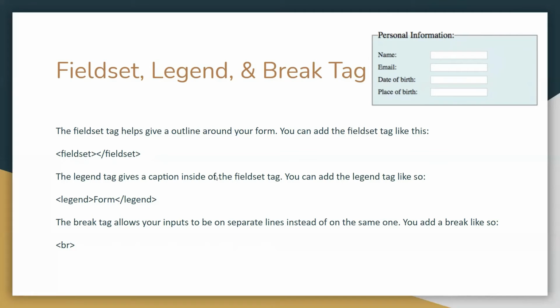The legend tag gives a caption inside of the fieldset tag. You can add the legend tag like so. You would just put an opening legend tag and a closing legend tag, and inside you would put whatever your text is. So you can see right here, this would be your legend. The break tag allows your inputs to be on separate lines instead of the same one. You can add a break tag like so. You can see there's no closing, just an opening. This just helps it be on separate lines. You can add spaces, you can put it on separate lines. I'll show you this tag later on.